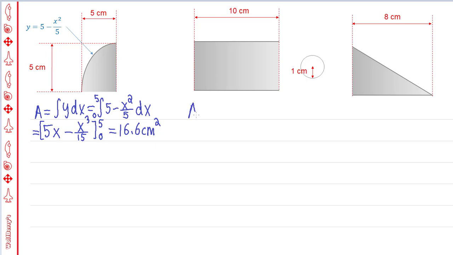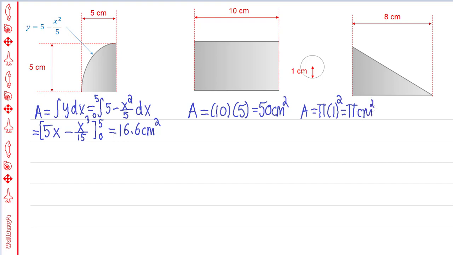Moving on to the rectangle, the area of a rectangle is simply length times height. We can see the length is 10 centimeters and the height is 5 centimeters, giving us an area of 50 centimeters squared. This one's a lot easier. Now, the area of a circle is pi r squared. R is 1 in this case. So the area is simply equal to pi centimeters squared.